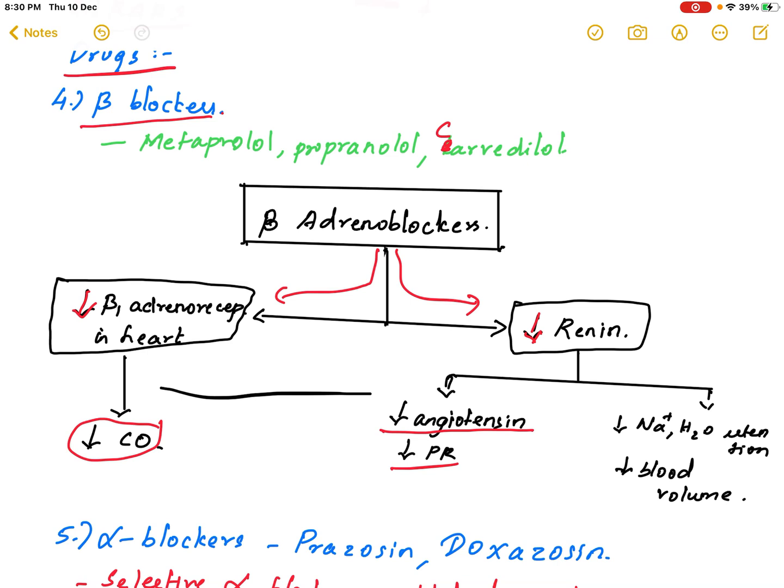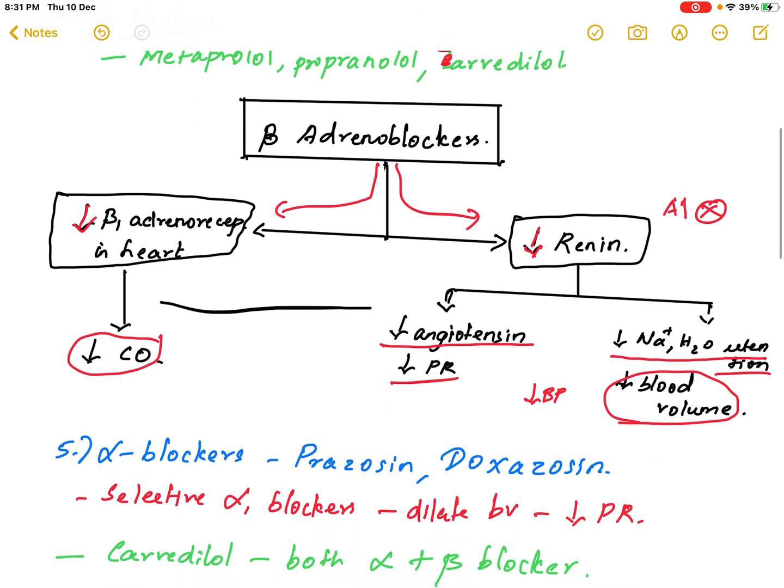And when the aldosterone in the RAS system is decreased, so we know aldosterone helps in retention of sodium and water. So when the aldosterone is blocked, the retention of sodium and water is decreased and circulating blood volume is decreased. That way, there is decrease in BP. So these are the two main actions through which the beta blockers decrease the blood pressure.